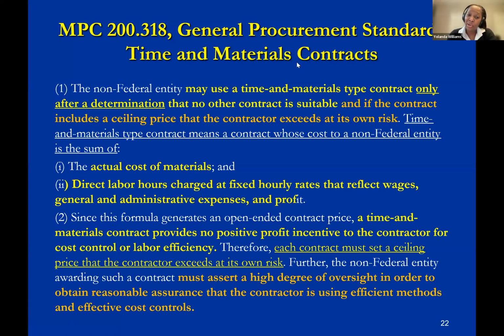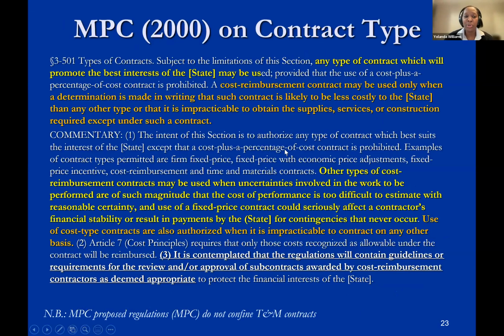So obviously there is some inherent risk with the T&M contract. So the rule goes on to warn against the potential to have open-ended price type contracts, since there's no incentive for the contractor to control the price with those types of contracts. And then it says that the non-federal entity is required to set a ceiling price that the contractor exceeds at their own risk. So that guidance is found in the OMB guidance. The MPC, unfortunately, is silent on the T&M contract. However, the FAR permits T&M contracts under similar circumstances, and that is found particularly at FAR 16.601.